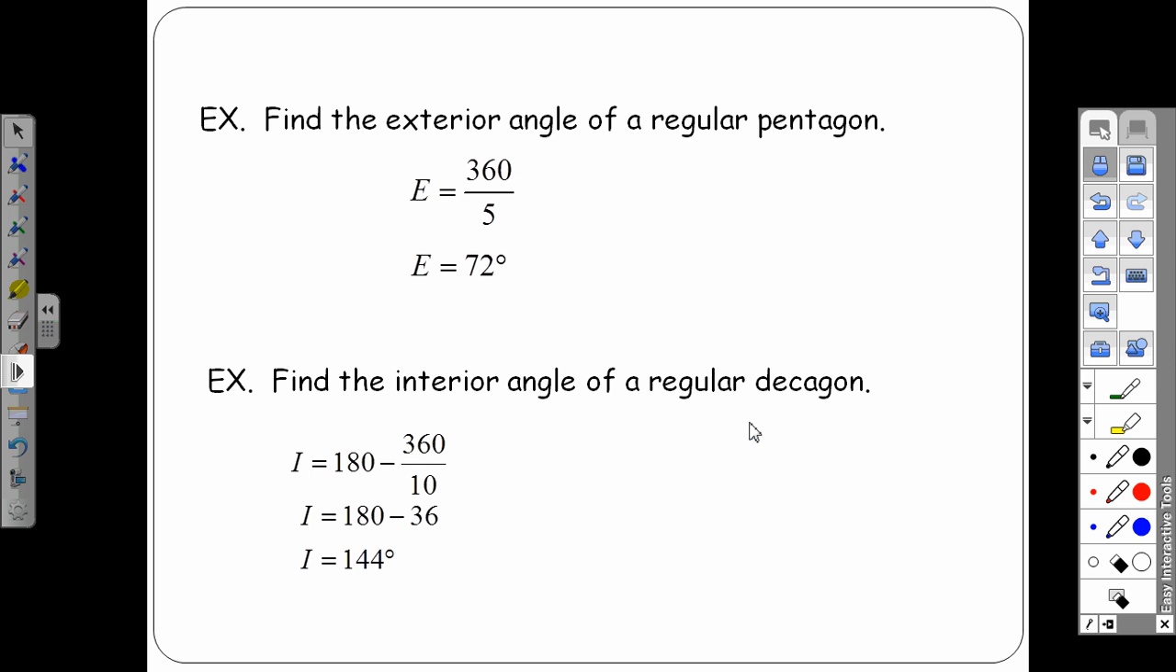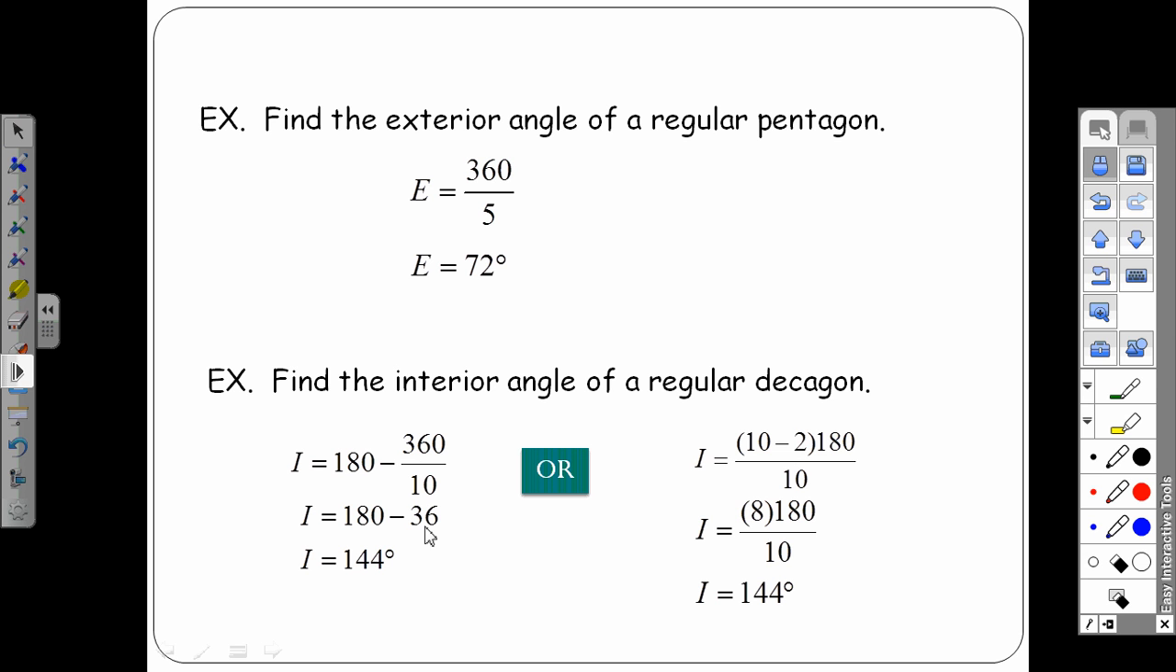And so when we do that, we get 180 minus 36, which is 144 degrees. Okay, now if you wanted to do the other method, the other option would have been to figure out the sum of the interior angles and divide by 10. So that would be (10 minus 2) times 180 divided by 10. So when we simplify, we get 8 times 180 divided by 10, which comes out to 144 degrees, which we knew it would.